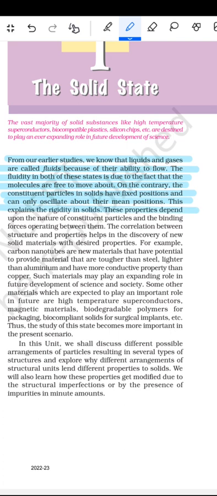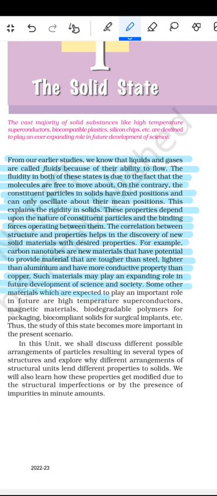These properties depend upon the nature of the constituent particles and the binding forces operating between them. The correlation between the structure and the properties has helped in the discovery of new solid materials with the desired properties. For example, carbon nanotubes are new materials that have the potential to be tougher than steel, lighter than aluminum, and have more conductive property than copper. Such materials may play an expanding role in the future development of science and society.